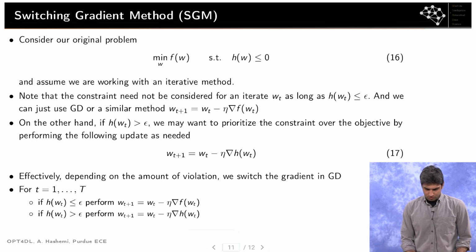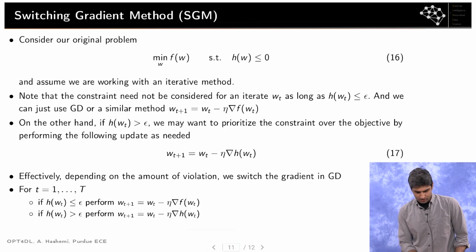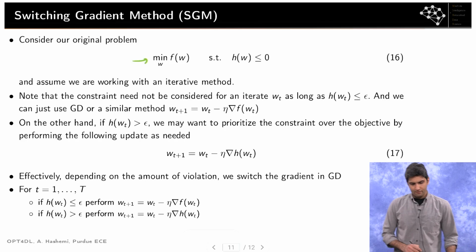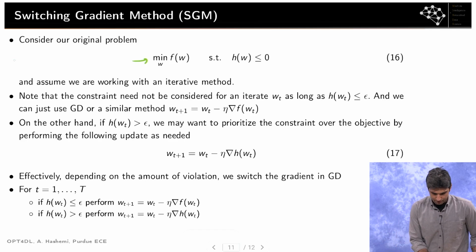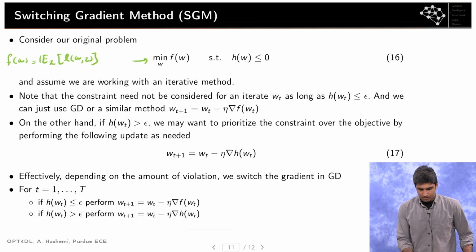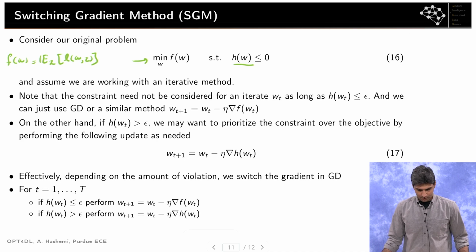Okay, so to see this algorithm and discuss its motivation, let's consider our original problem, where we want to minimize some loss function f of w, and for us, typically f of w is again the average loss over the entire training data, subject to some constraint, such that h of w is less than or equal to 0. Okay, and assume that we are working with an iterative method. For instance, let's assume that we have some current solution wt.